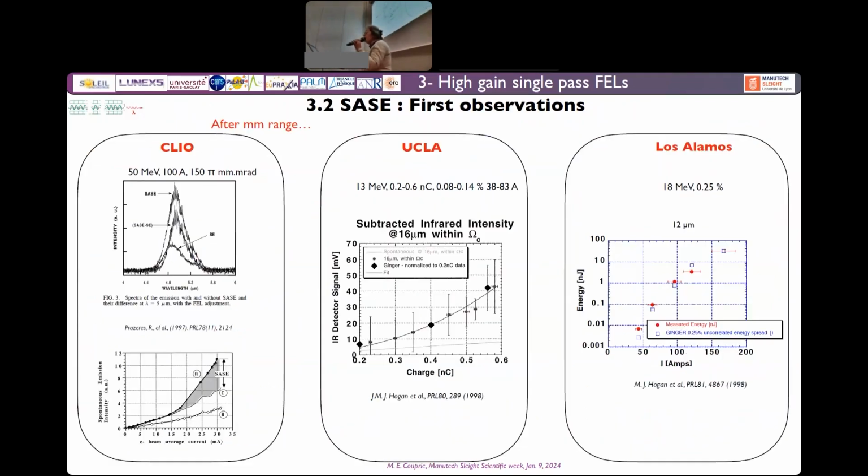So there was a first demonstration in the infrared, and I showed some examples of SASE in the infrared. I gave an example of Clio in France, and then in the US, there was a big change by changing the type of gun. First we had a thermionic gun, but then it was possible to use a photoinjector, where the laser generates the electrons, and it provides a higher electron beam quality. With such guns, it was possible to see larger amplifications, both at UCLA and Los Alamos.